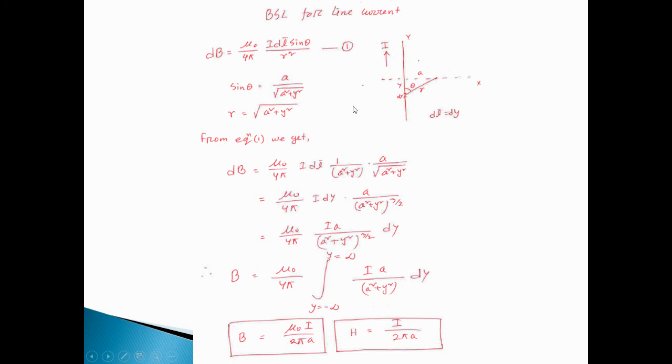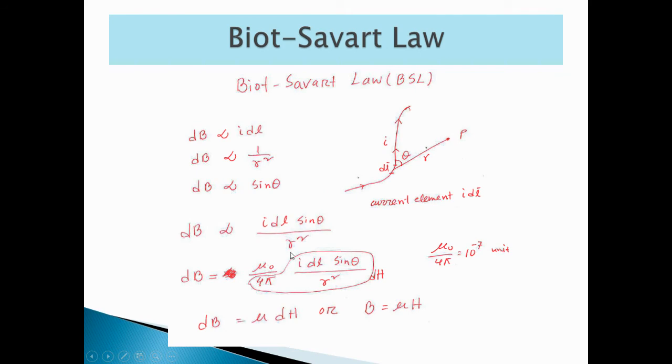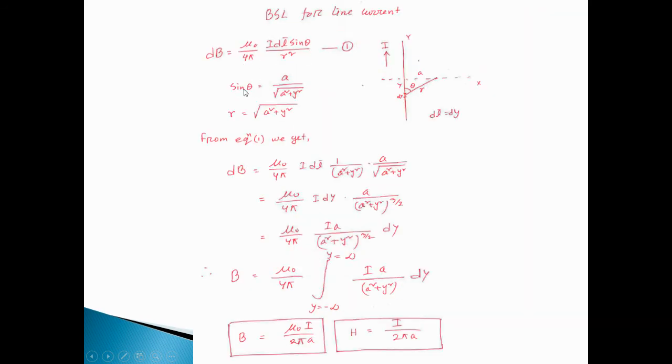So let's try to put some values and calculate this one. For the line current, we have a very small dl, which becomes dy here, and theta is theta, and r we keep it here. Now this value becomes a. We got it from here for sure. Then sine theta, this is just trigonometry: a divided by root over a squared plus y squared. So r becomes root over a squared plus y squared.